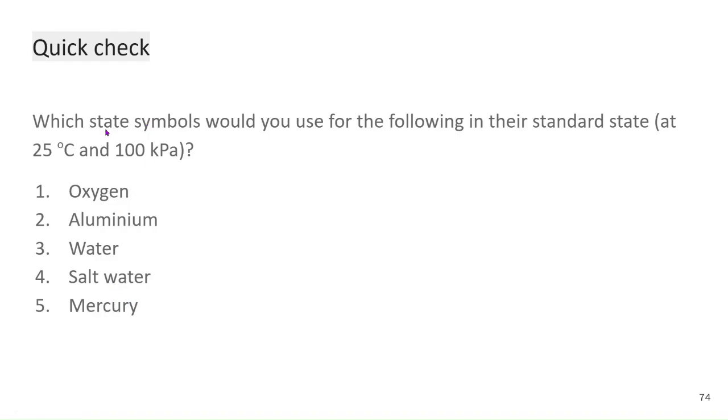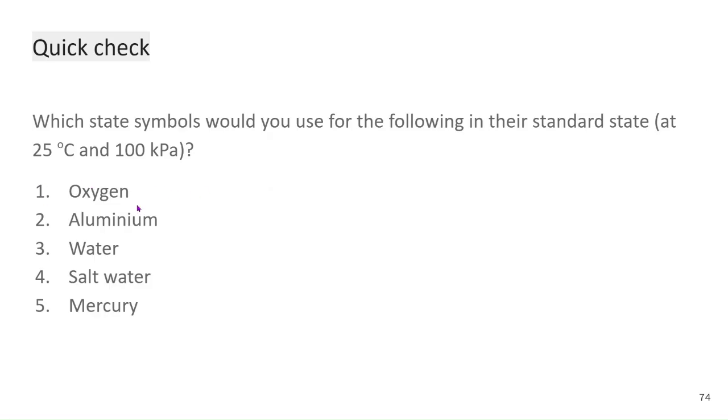And remember the state symbols. That's talking about the phase or the state of matter. So take a second, write down the state symbols for each of these things in their standard states. So under these conditions, I'll give you a second.